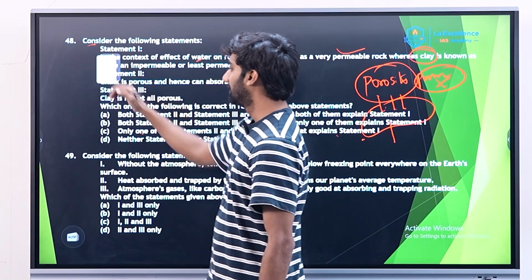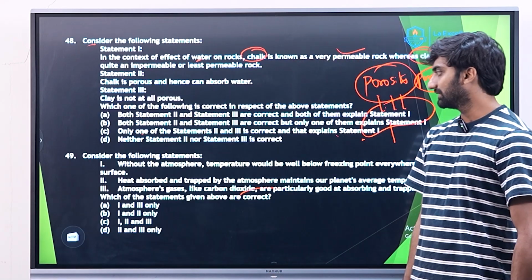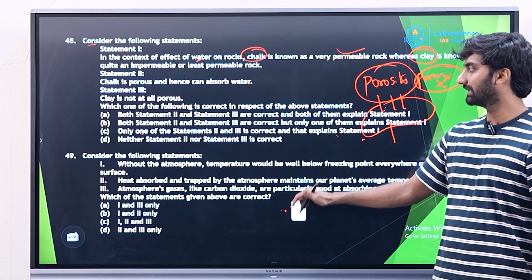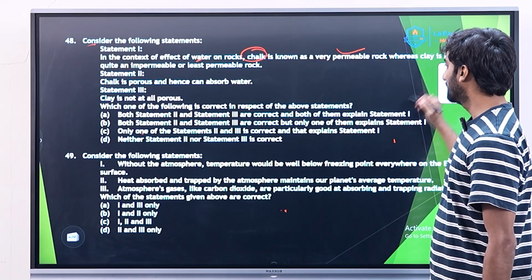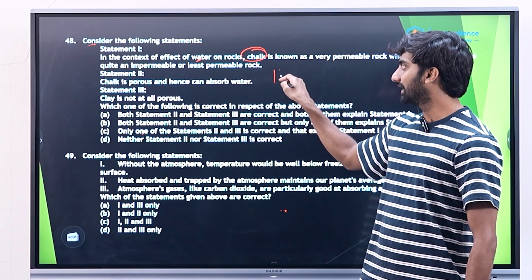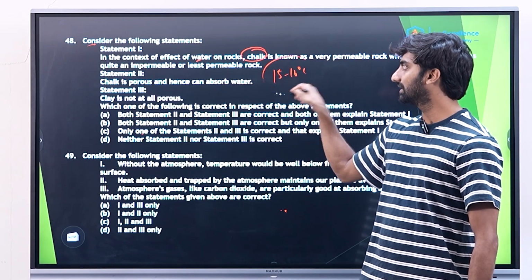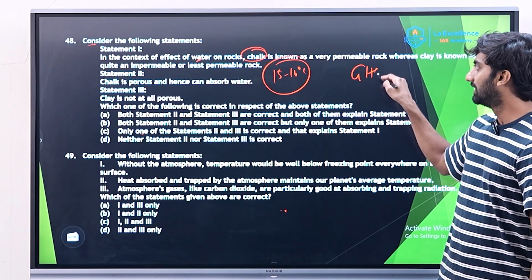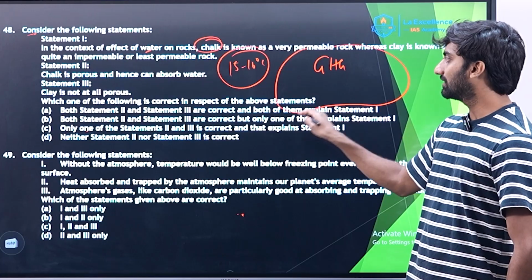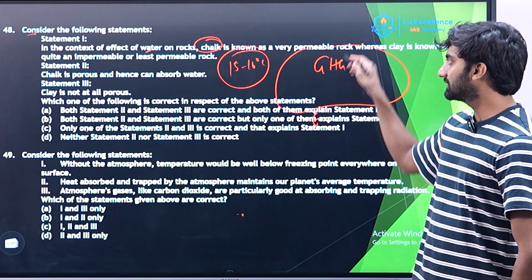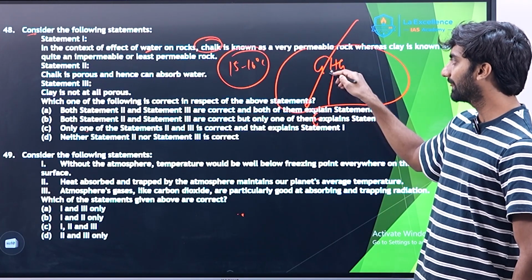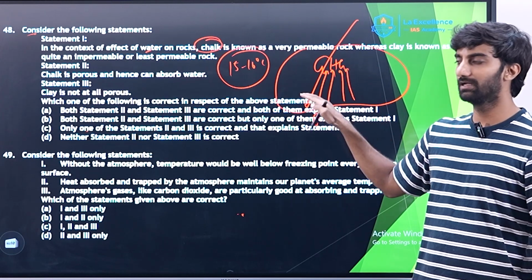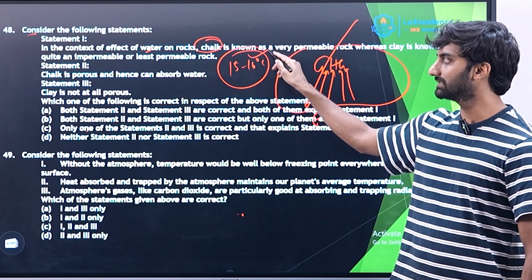48. Then 49, consider the following statements. So this is about atmosphere and the reason why atmosphere is getting heated up. The main reason why atmosphere is able to maintain 15-16 degrees centigrade ambient temperature is the presence of gases called greenhouse gases. These greenhouse gases present in the atmosphere over Earth's surface will allow sunlight to pass through them. They will absorb outgoing long wave terrestrial radiation, thus trapping heat, ensuring 15-16 degrees centigrade.